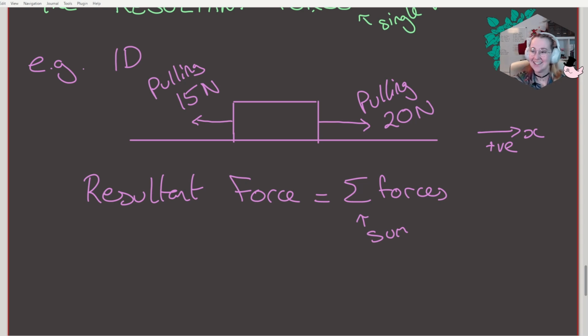Yeah, so we're going to say our positive x direction is to the right. So our resultant force, I'm going to call this R capital F down here.